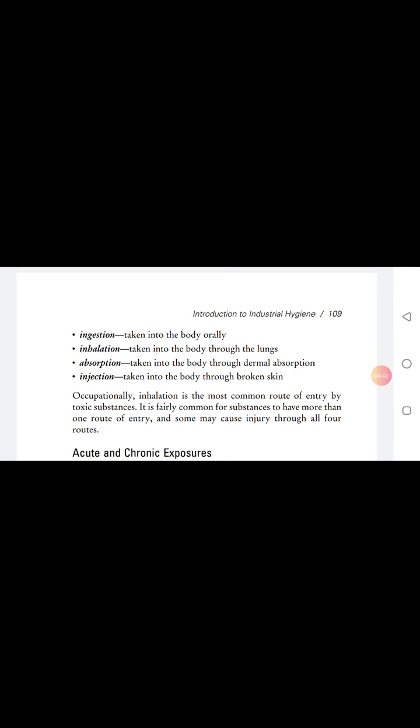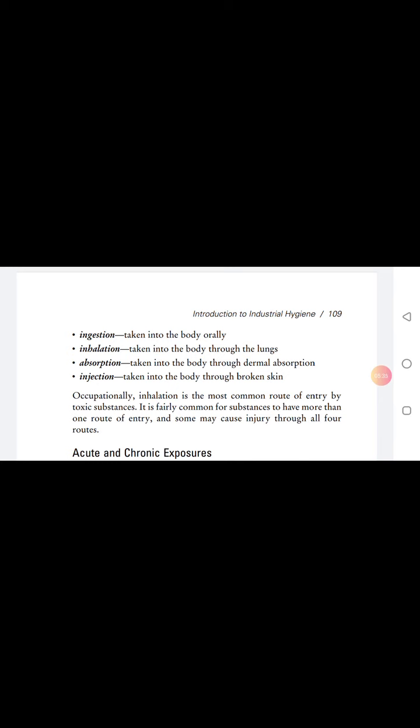The last route is injection. Taken into the body through broken skin. When you inject some medicine, it's actually the pin that breaks your skin and the medicine goes into your body. So if the dose becomes high, then obviously that medicine will become a poison or toxic for you. So when the skin breaks and some material enters into your body, it's called the route of entry, which is injection. So these are four routes of entry through which a toxic material can enter your body.